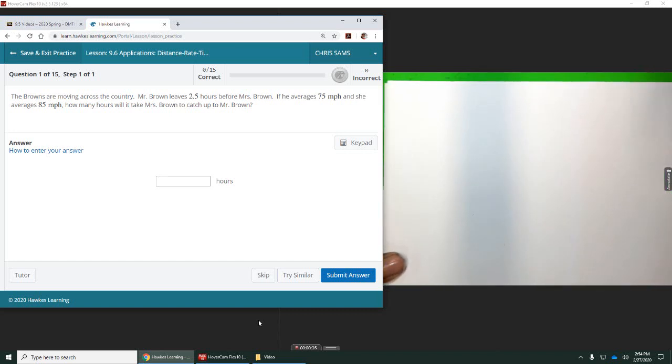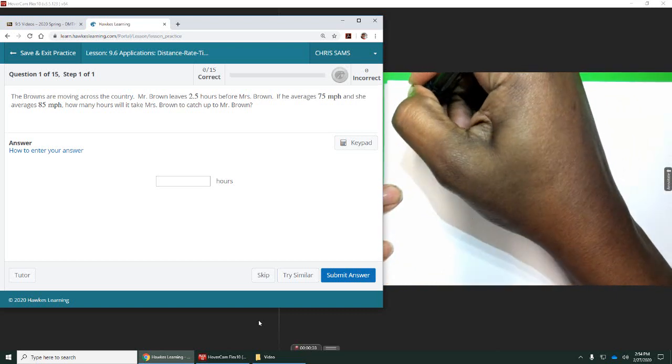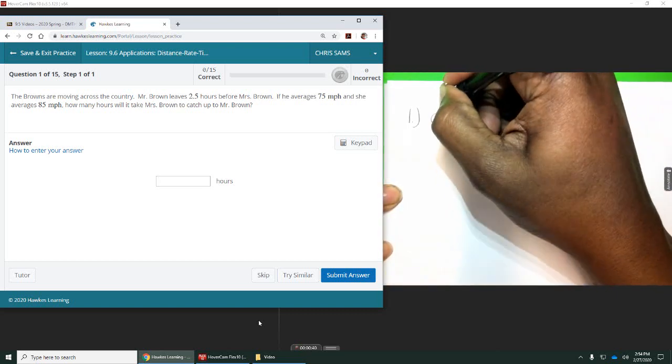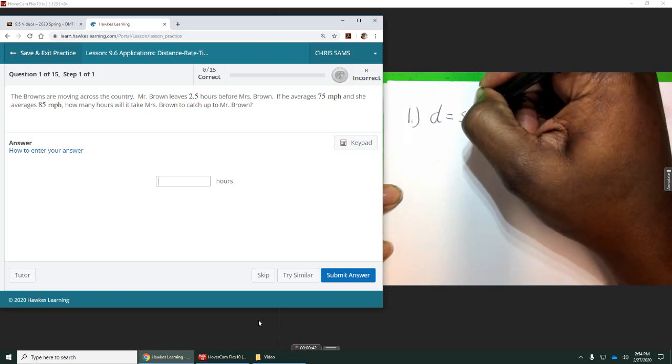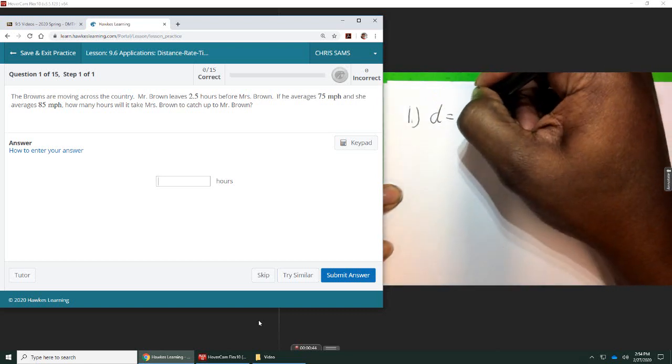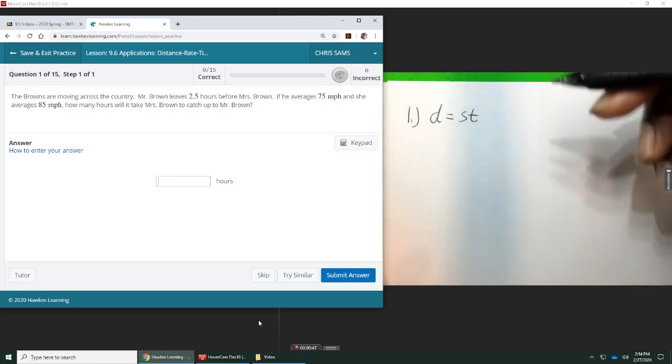Okay, so right away, with the information that they've given us, we need to understand that we're going to be using the distance equation. And so I'm going to write D equals S times T, so speed times time. And here's the image that we want to get.